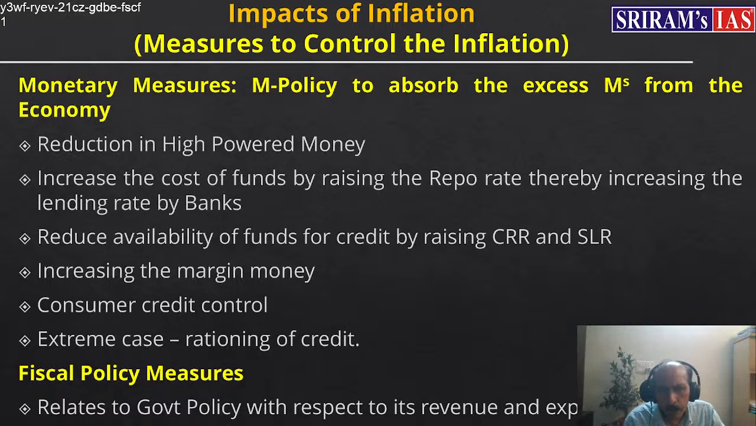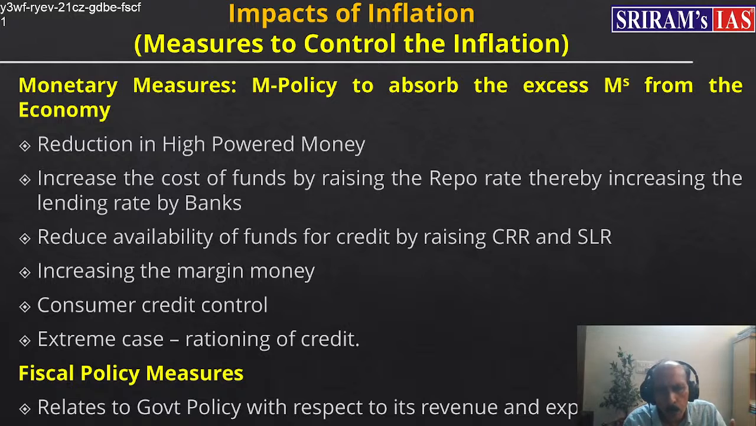And when we raise the interest rate, the cost of funds increases, and the RBI may also reduce the availability of funds by raising the CRR or the SLR, that is, the cash reserve ratio or statutory liquidity ratio. They may also increase the margin money. They may also impose consumer credit control. They may not allow credit for consumption purposes. They may not allow credit to buy a car. They may not allow credit to buy any consumer durables.